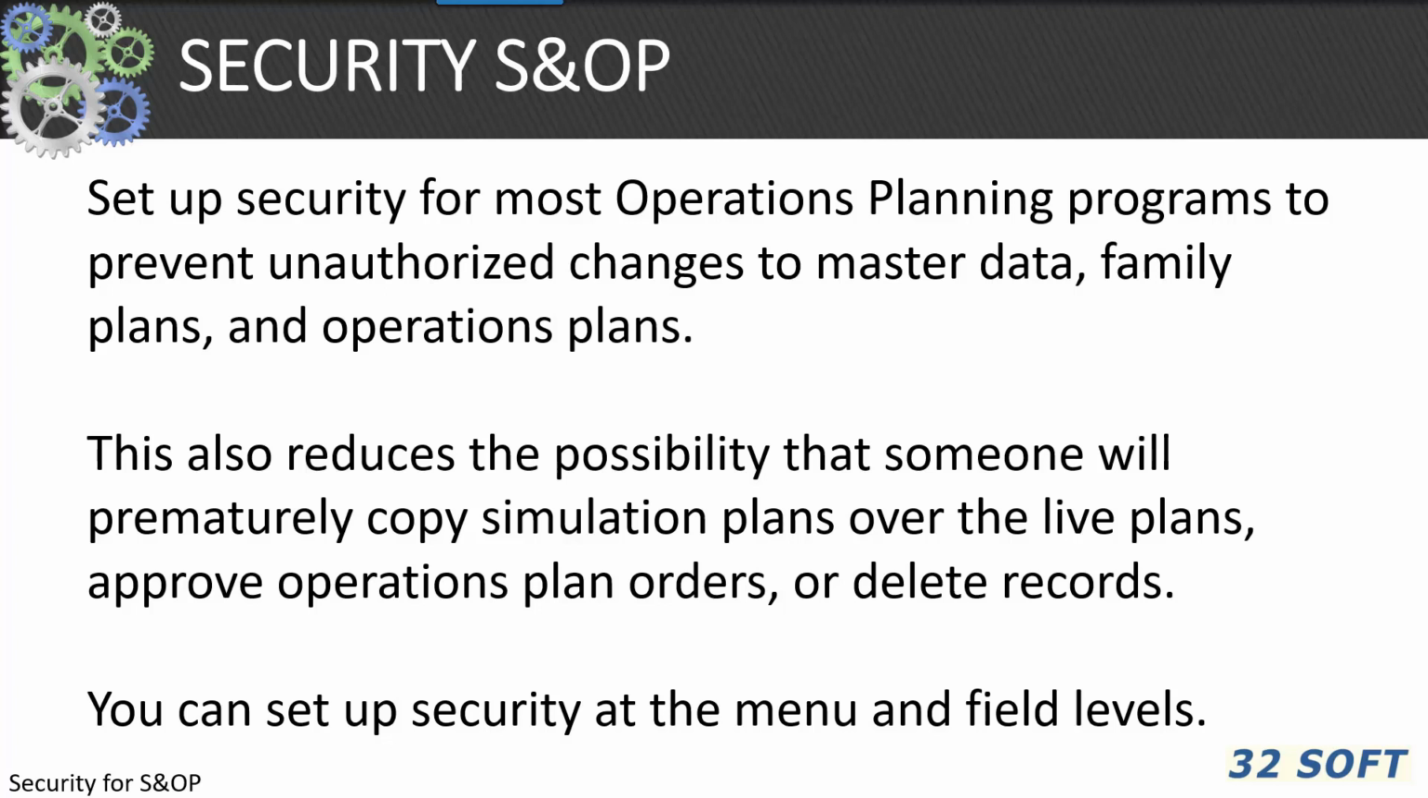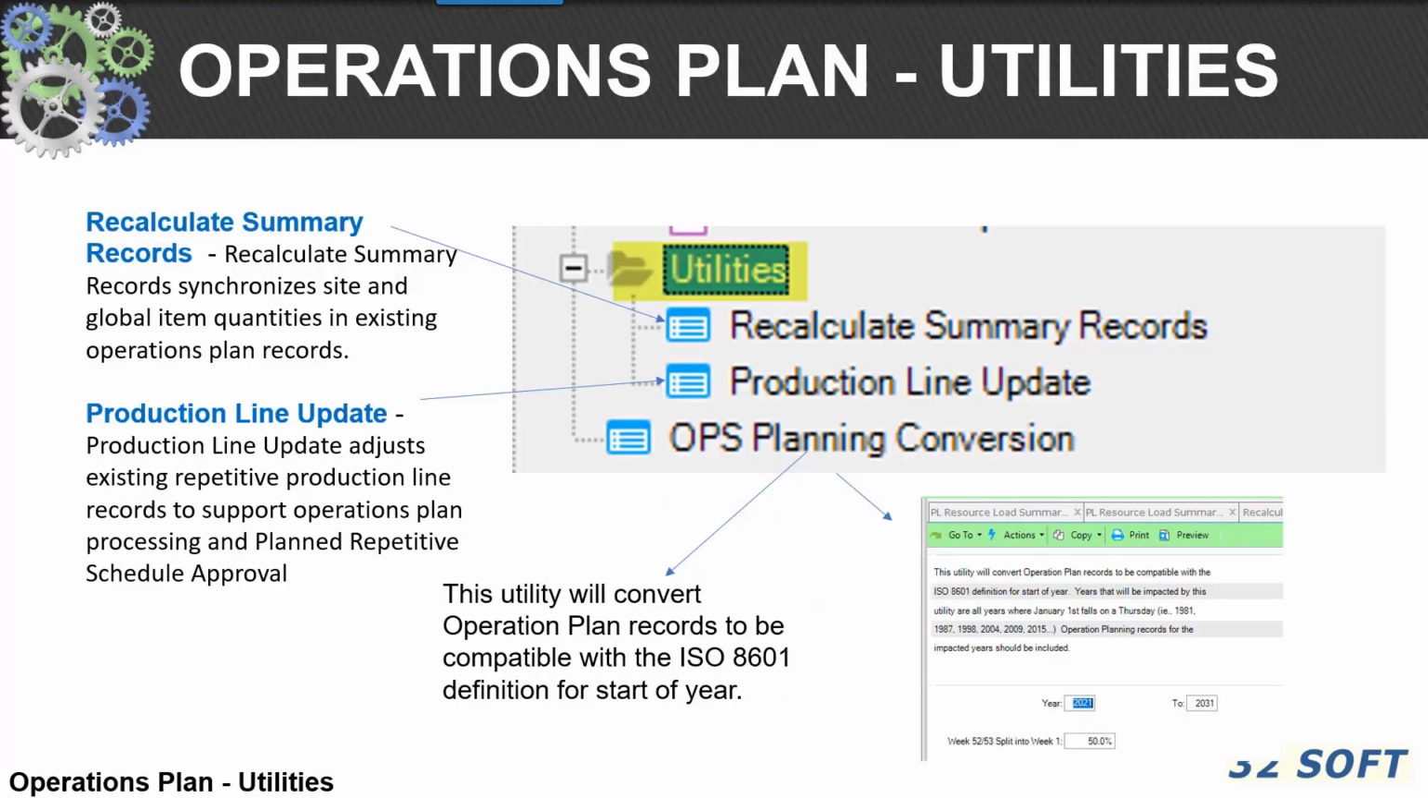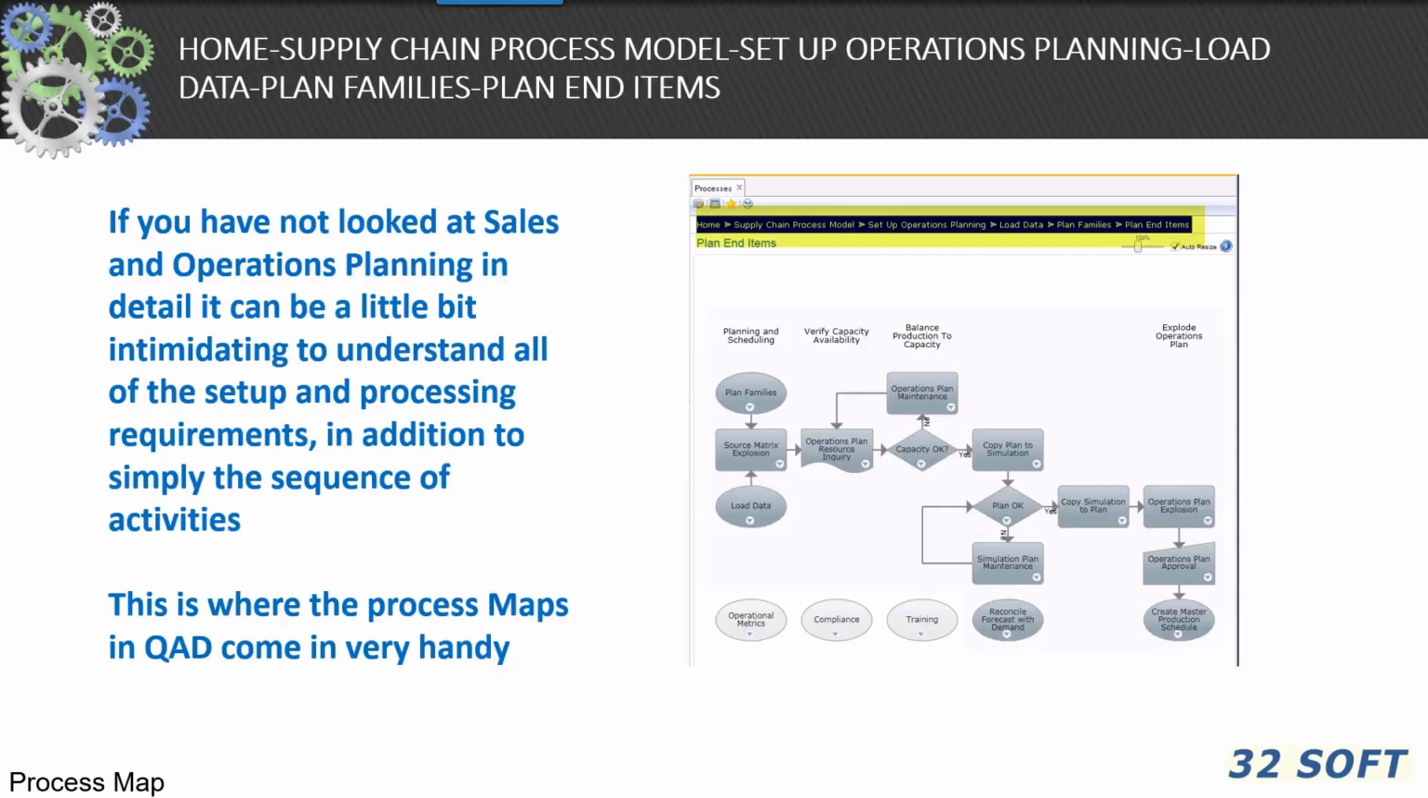Security for most operation planning programs is used to prevent unauthorized changes in master data, family, or operations plan. You really should pay attention to your roles, your permissions, your memberships to guard against people inadvertently changing this sales and operations planning level. A couple of utilities, you can recalculate summary records, you can re-update production line updates, and then you can use the ops planning conversion to be compatible with the ISO 8601.